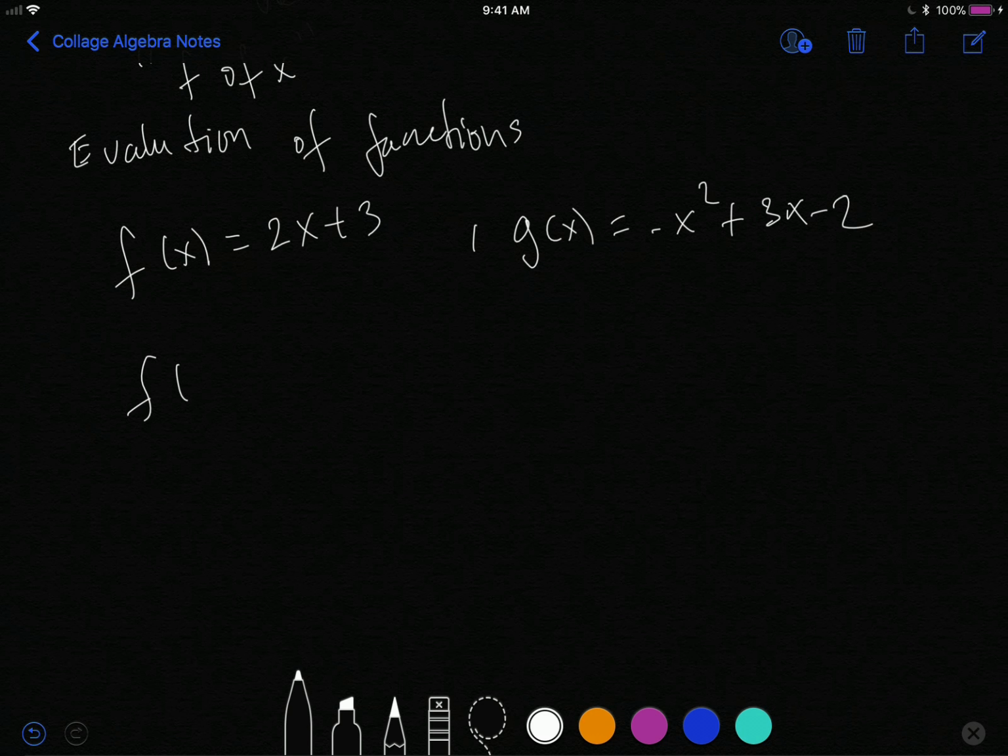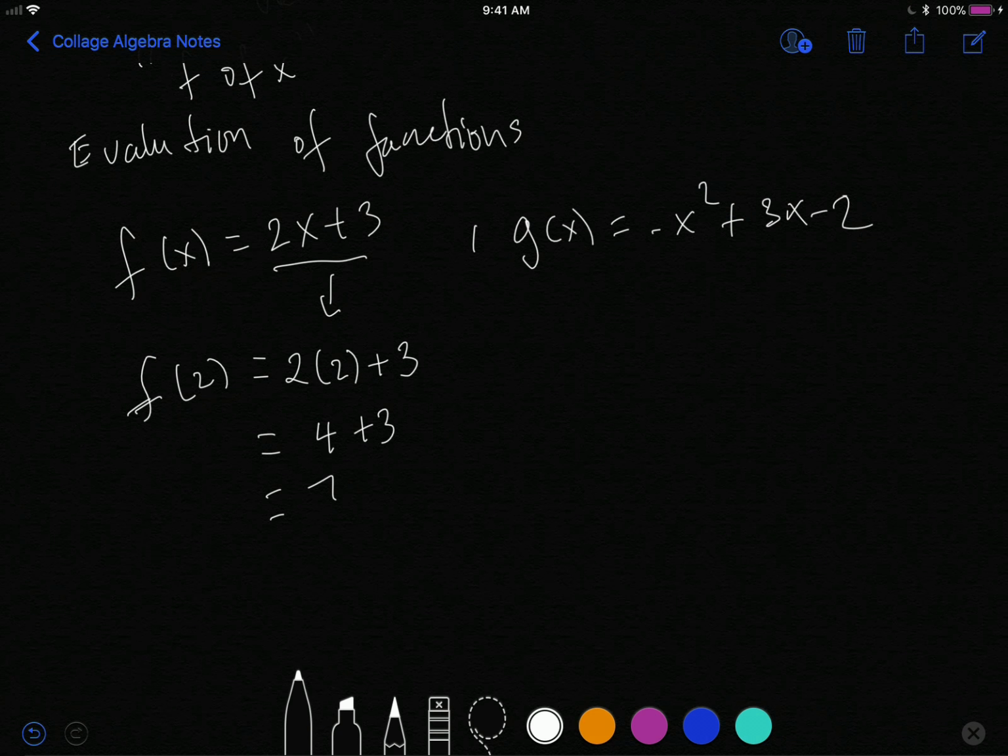Right here, this is said to be f of 2, and this means evaluate the function at 2. In the vernacular, it means plug in 2 for x. So I'm using this function right here, and so I'll go 2. I like to put brackets around the number I'm plugging in. That prevents sign errors. And then you do the algebra to simplify. 2 times 2 is 4. 4 plus 3 is 7. And so we say f of 2 is 7.